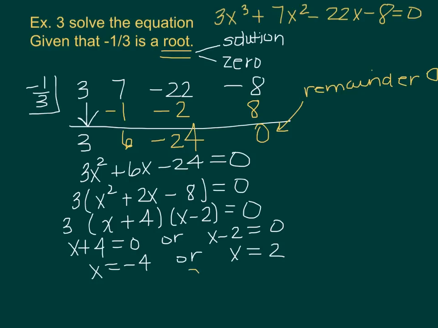So my solutions are, and they already told me that -1/3 was a root, so -1/3, -4, and then we have 2. So just to let you know, your degree indicates how many roots or solutions you'll have. So that's very important. The degree equals the number of solutions or roots or zeros.